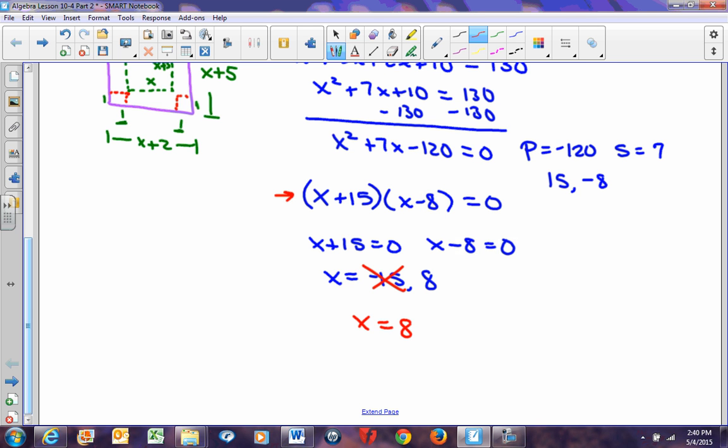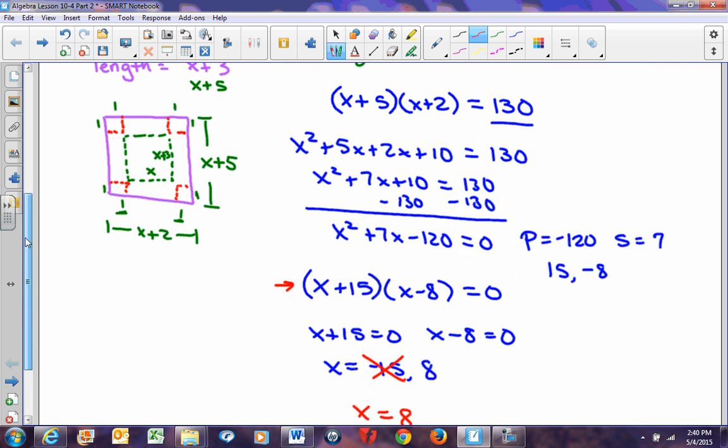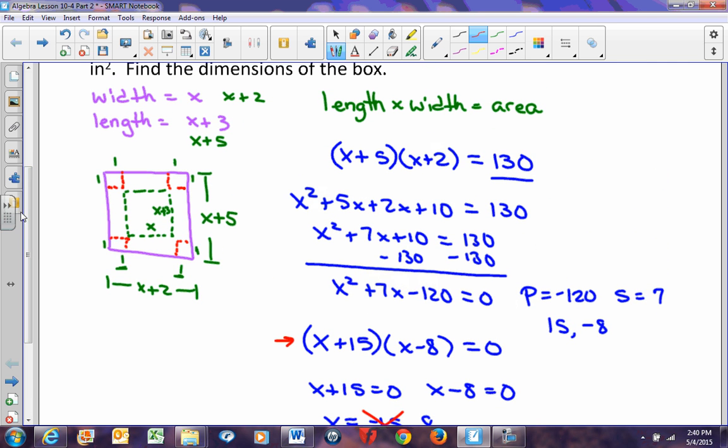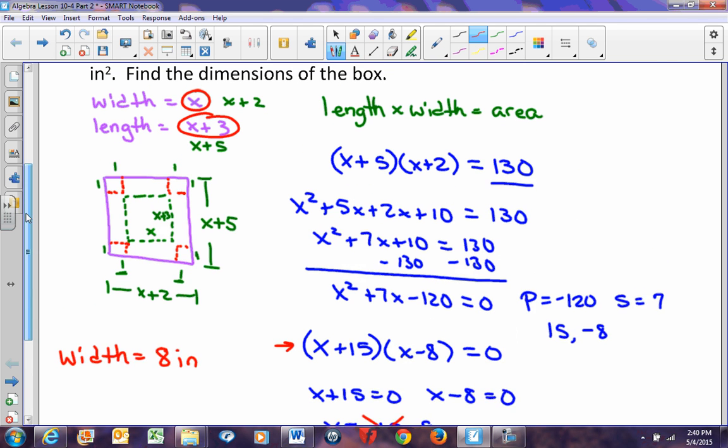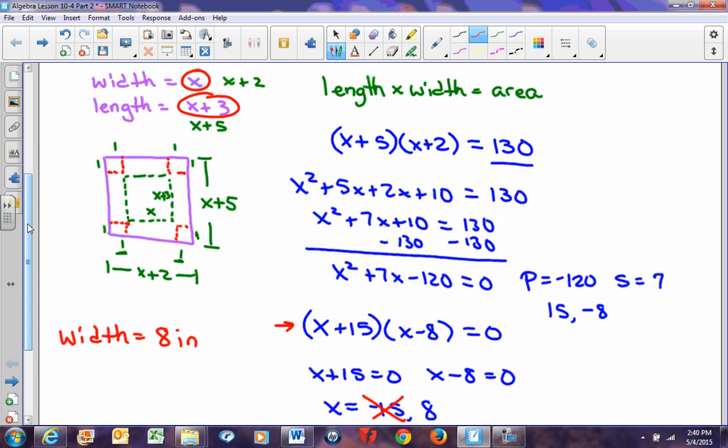So if x is equal to 8, and I want my original width and my original length. My original width is 8, and I believe this is in inches. Let me check. Yep, it's in inches. So my original length is x plus 3, which is 8 plus 3, which is 11.